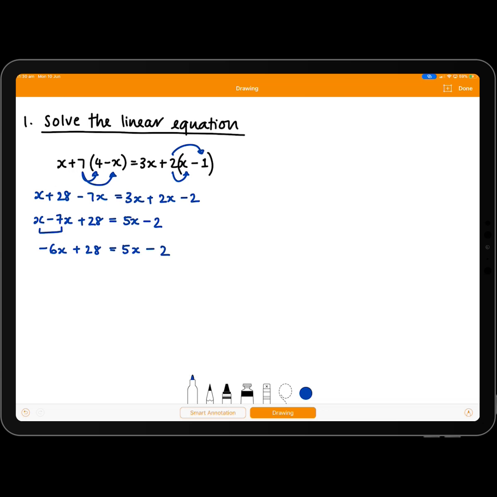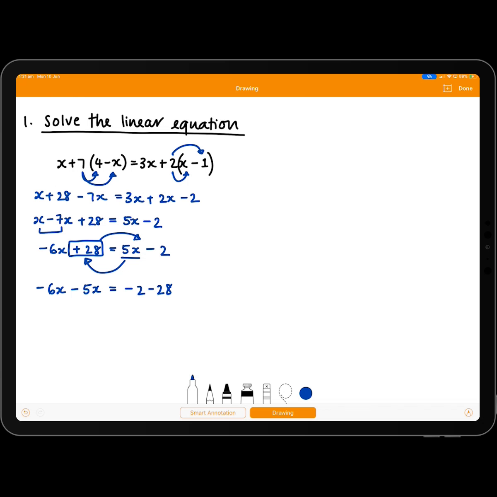Now, this is where it can start to get messy when you start moving things around. So I personally like to move any of my terms with pronumerals to the left-hand side. So what I'm going to do is bring that 5x over to the left-hand side, and in doing that, it becomes a negative. So I'm going to have -6x - 5x, and again, I'm going to take this positive 28 and take it to the right-hand side, and in doing that, it becomes negative. So that equals -2 - 28.